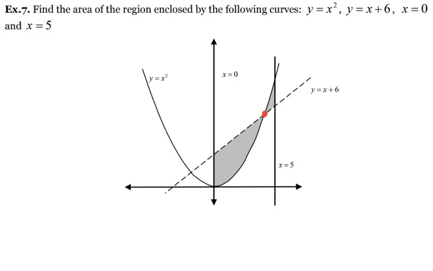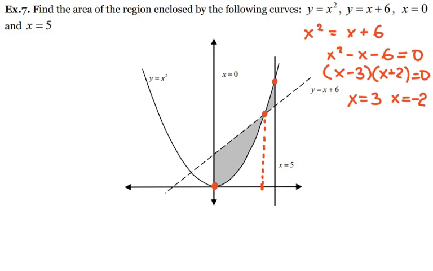So we will calculate at first from x equals 0 to the point where they intersect, which is going to be one integral, and then from that point to the next. So we need to know the two points where the graphs intersect. I have to set the two y's equal to each other to find the points of intersection: x squared is equal to x plus 6.